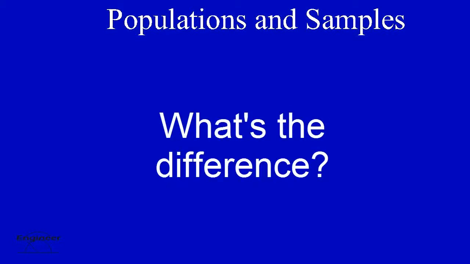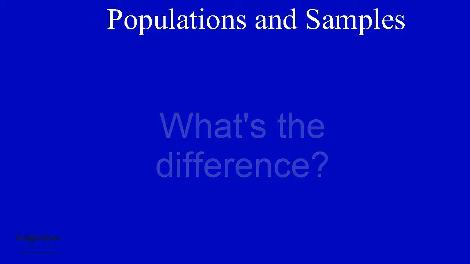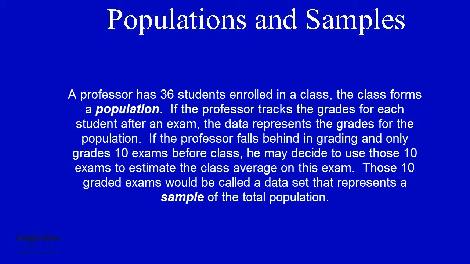First, we need to understand the difference between a population and a sample. So, what's the difference? Let's use an example to help explain. A professor has 36 students enrolled in a class. The class forms a population. If the professor tracks the grades for each student after an exam, the data represents the grades for the population.